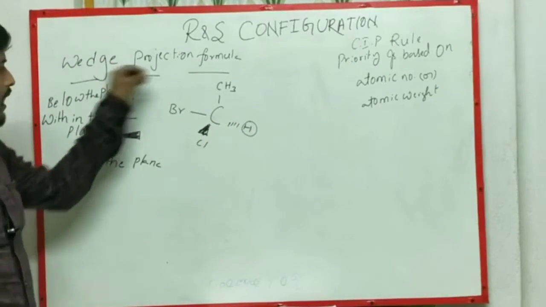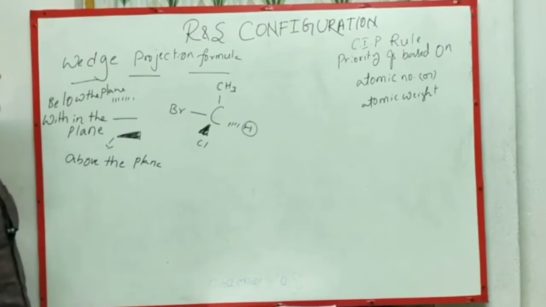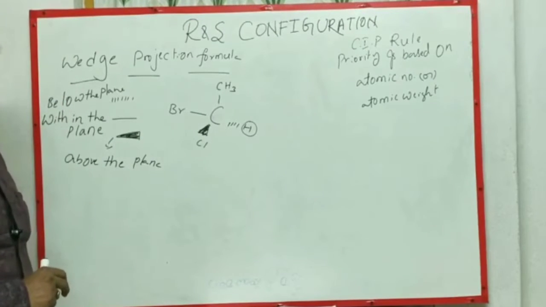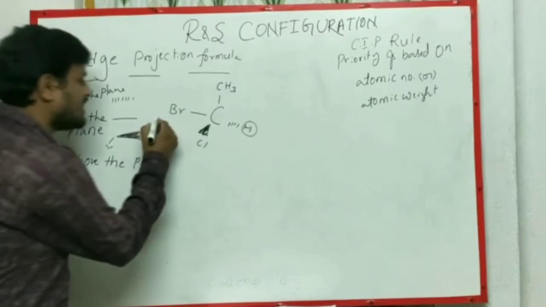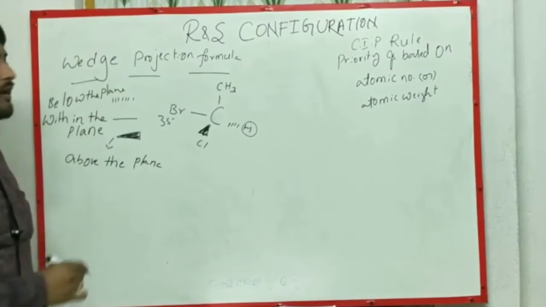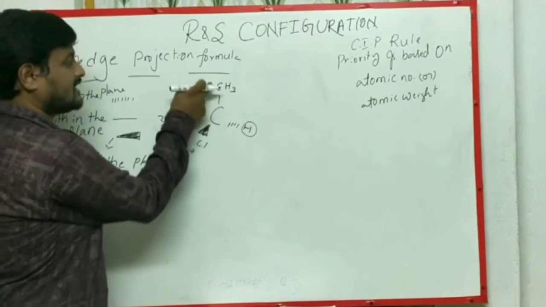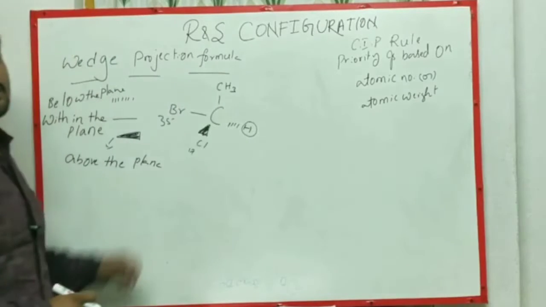Okay. Then how can we give the priority in a molecule? In that case we consider the atomic number. Bromine has the highest atomic number. The atomic number of bromine is 35. Chlorine is 17. Here the carbon atom is directly attached to carbon, so we consider the carbon only, not hydrogen.